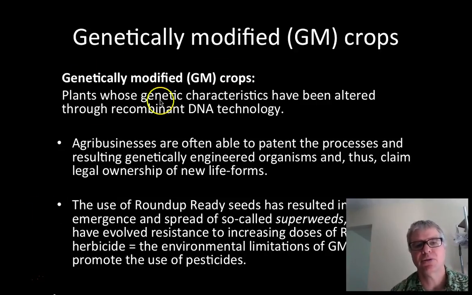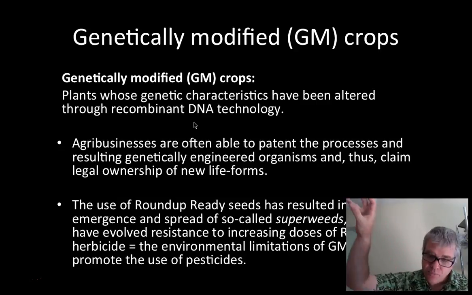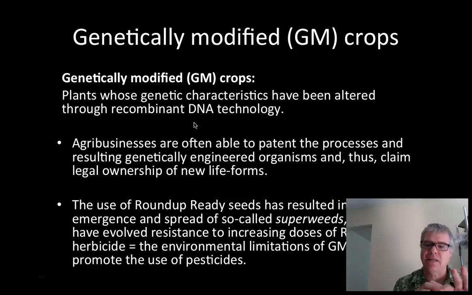Let me start here. So here's the definition here of genetically modified. It's plants whose genetic characteristics have been altered through recombinant DNA technology, right, from species to species. There is, for those of you who are interested, you can Google this. They're actually glow-in-the-dark cats where they took DNA from, I believe it's jellyfish that have bioluminescence, took some of that DNA and put it into cat DNA, and now you have glow-in-the-dark kittens. And that's actually a real thing. Check it out.